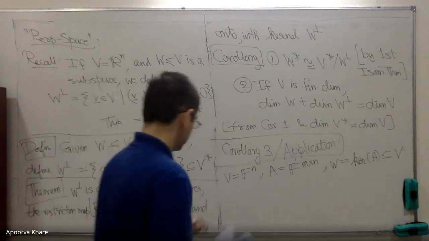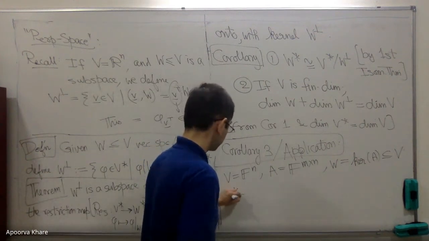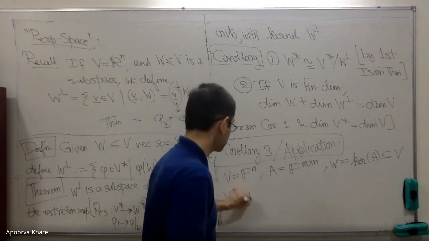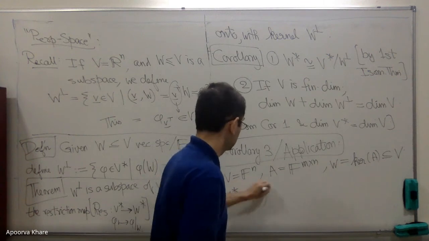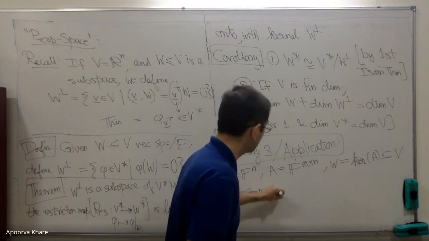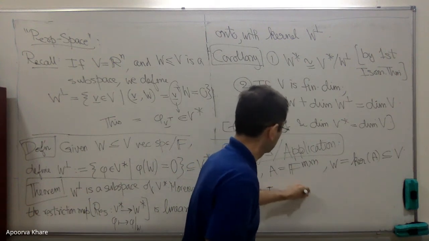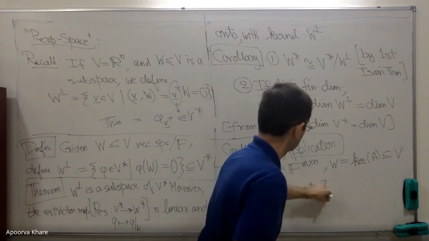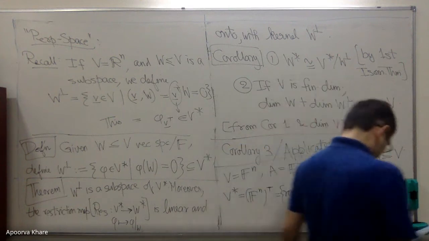Now what is V star? This is column vectors, so V star is F to the n transpose, right? Because it's F to the n star, which is F to the n transpose. We saw that last time, which is row vectors.